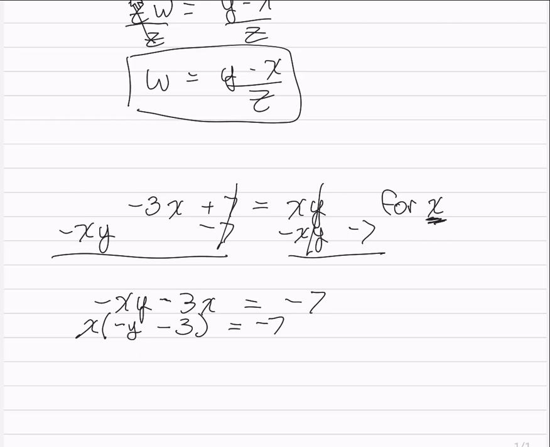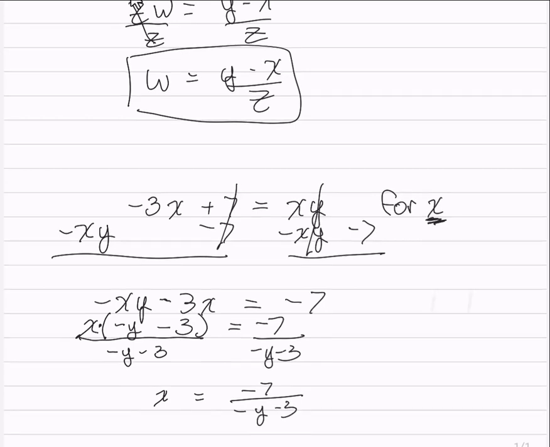look at x, what's being done to it? What's being done to it is it's being multiplied by negative y minus 3. So I want to do the opposite of that. Opposite of multiplication is division. So I'll divide by minus y minus 3. And I get x equals negative 7 over negative y minus 3.